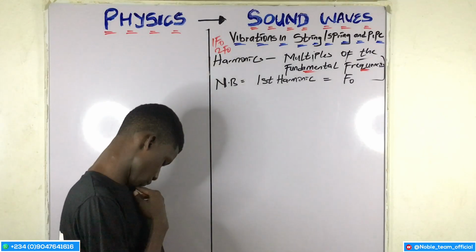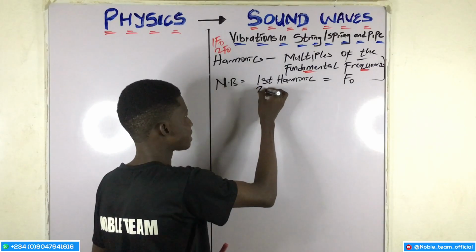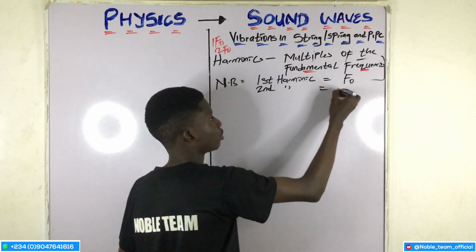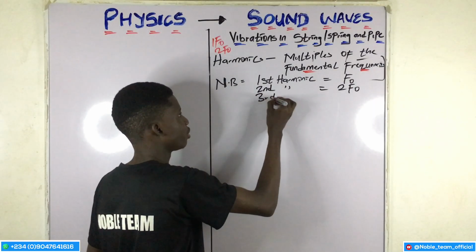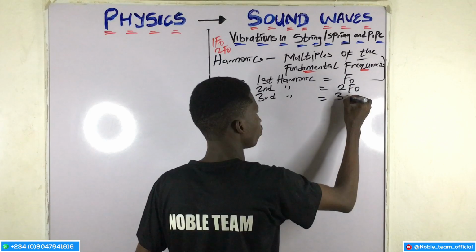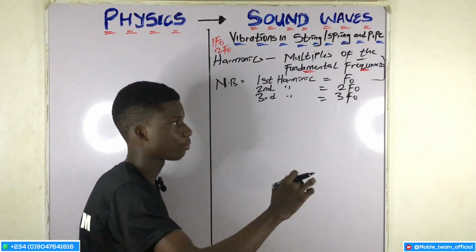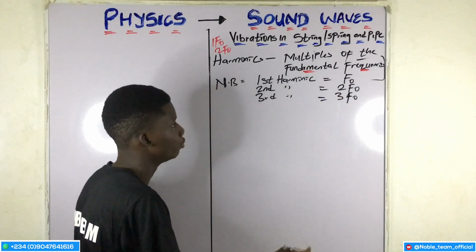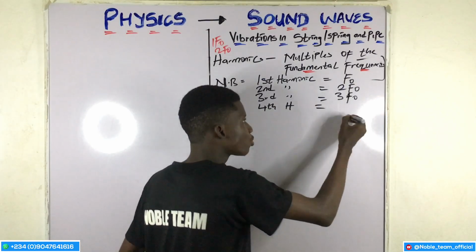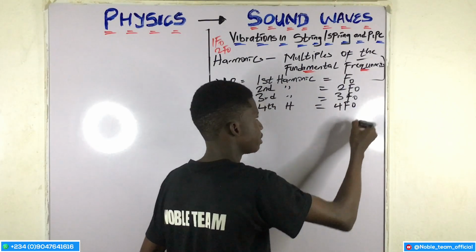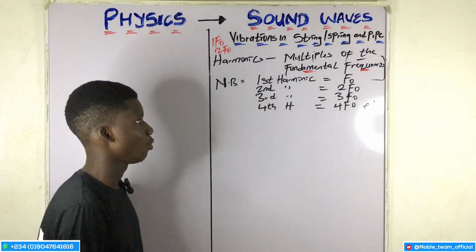Good. Now let's move. We have the second harmonic. We can say that the second harmonic is the second fundamental frequency. The third harmonic is the third fundamental frequency. I'm going to explain this when we move into pipe. Let me leave this for now. You can also say that the fourth harmonic is equal to the fourth fundamental frequency, etc. You can do it to 100. You understood this part.